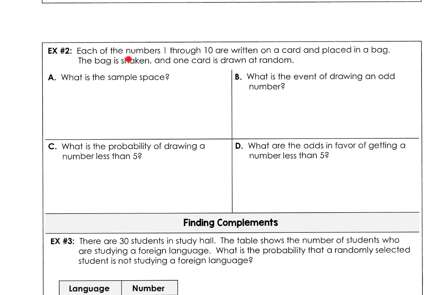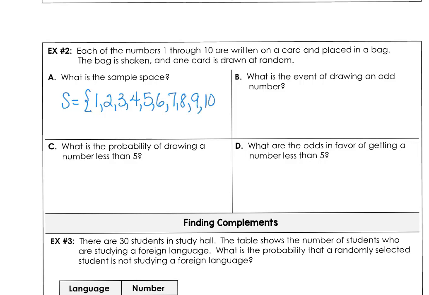In example 2, each of the numbers 1 through 10 are drawn on a card and they're placed inside a bag. The bag is shaken and one card is drawn at random. We want to know what the sample space is. Well, the sample space would be all of the cards that are numbered 1 through 10. So we're listing our sample space as a set.